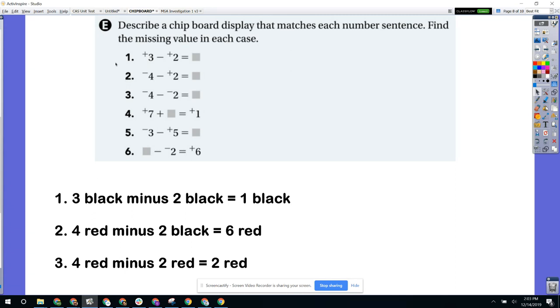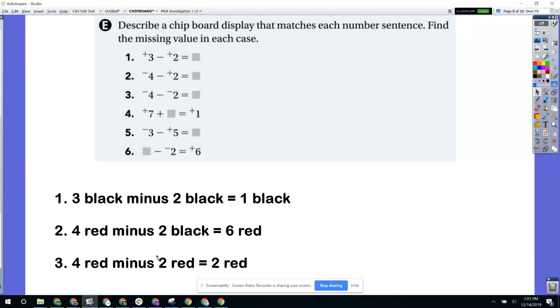All right. Number 2, we have 4 negatives, so 4 red chips, and we're going to take away 2 positive chips. Well, the only way to take away 2 positive chips would be to add those 0 pairs. But that ends up giving us 6 red chips left on the board. All right. So -4 minus 2 is -6. We're going in the negative direction.